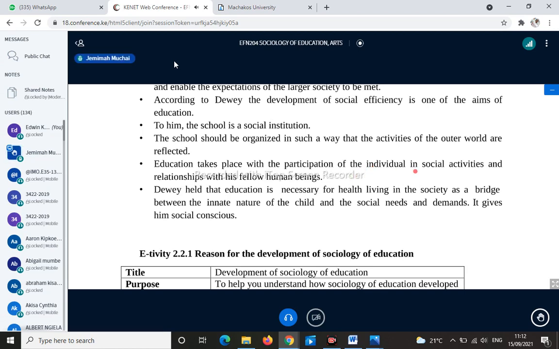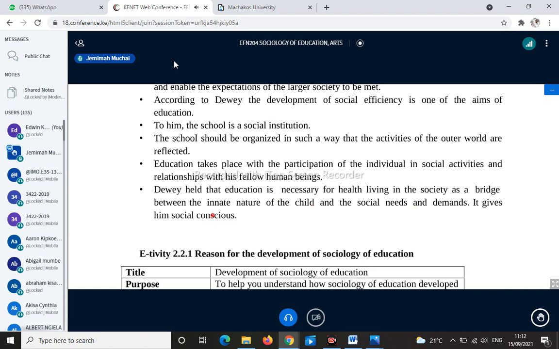So in education, you are supposed to participate. You are supposed to interact with others. Do you hold that education is necessary for healthy living in society, as a bridge between the innate nature of the child and the social needs and demands?